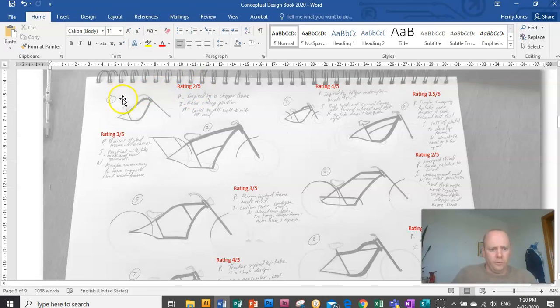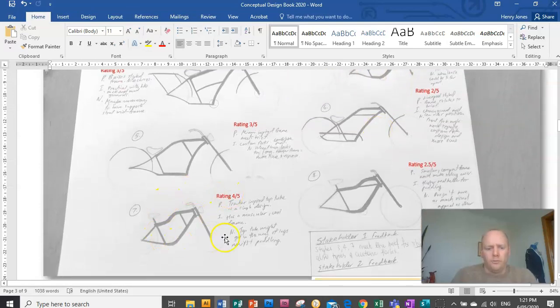So this one here, for example, number one, is a chopper inspired design. I've given it a 2 out of 5, and I've written a pin analysis. So I've said it's inspired by a chopper frame. It's got a relaxed riding position, but I said it could be quite difficult to ride off road. So that's why I've given a lowish rating. The ones that I've given the highest ratings are concept 3, concept 4, and concept 5.